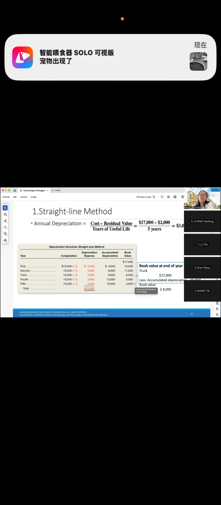Okay, so the key for this schedule is that at the end of the 5th year, my net book value should be the same as my residual value. So it's $2,000 over here, which shows that after I take off my residual value, I allocated the cost of 15K over the course of 5 years, bringing my net book value of my truck to $2,000. So this is for the straight line method, and I guess this would be pretty straightforward to calculate.